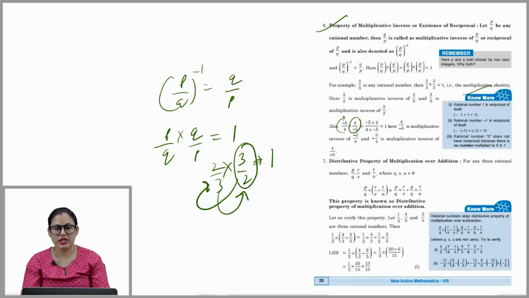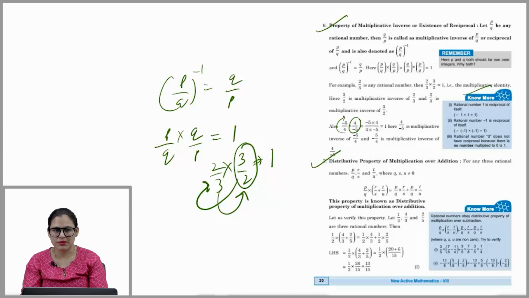Rational number 1 is the reciprocal of itself, that is 1 into 1 is equal to 1. Number 2, rational number minus 1 is a reciprocal of itself. And number 3, rational number 0 doesn't have a reciprocal because there is no number which multiplied by 0 gives 1.